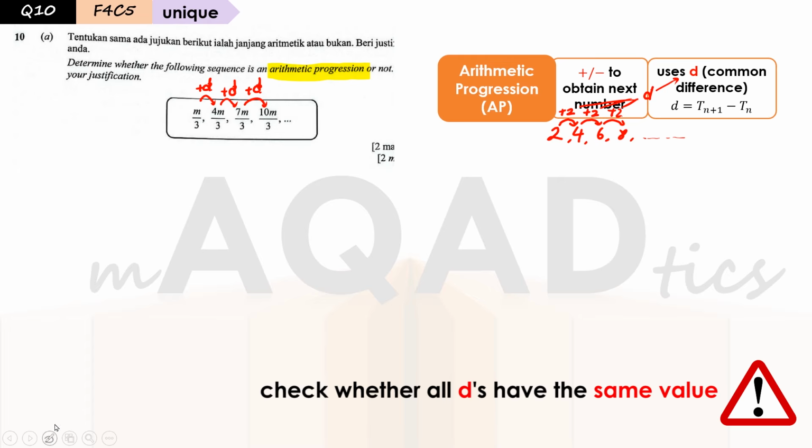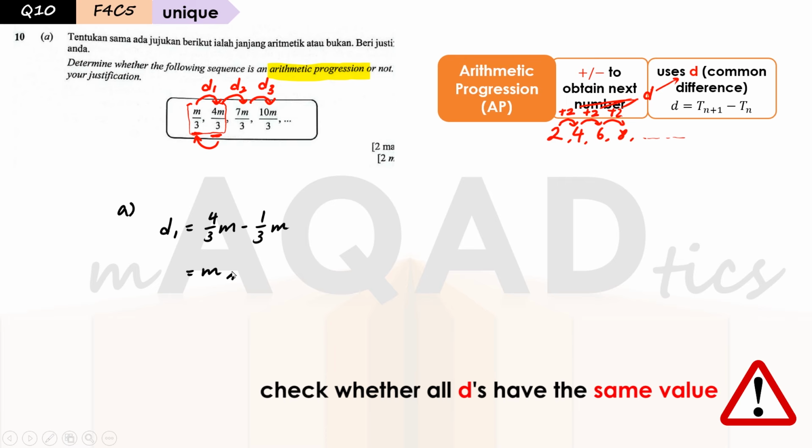So let me tidy up this thing a bit. Alright, so we need to figure out what is d1, d2, and d3. So how do we find d1, d2, and d3? Actually quite simple. If you want to find d1, we focus on these 2 values, so basically the value in front minus the value at the back. So it will be just 4 over 3m minus m over 3, which is m.